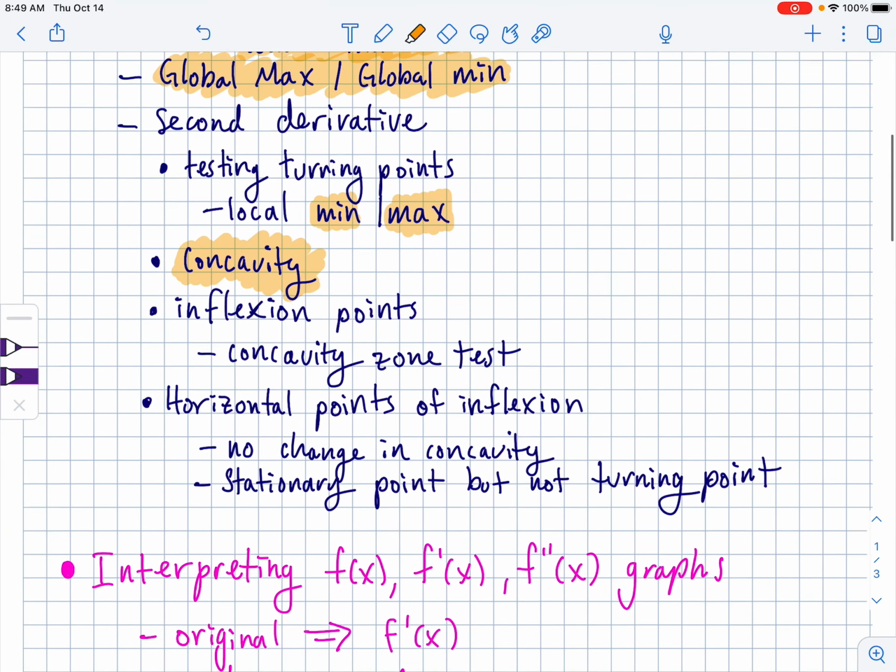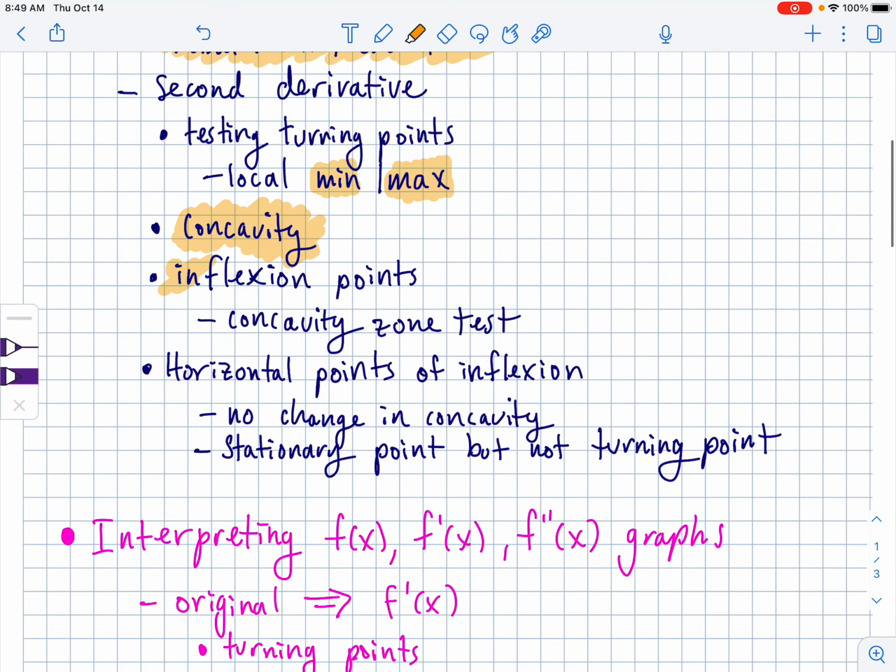I've already been talking about that word, concave. The second derivative tells you about the concavity of the original function. When you set the second derivative equal to 0, you find the possible inflection points, because sometimes there are those faker inflection points in there.